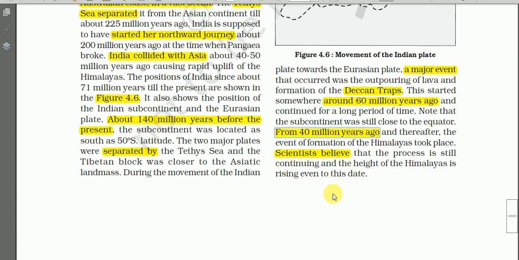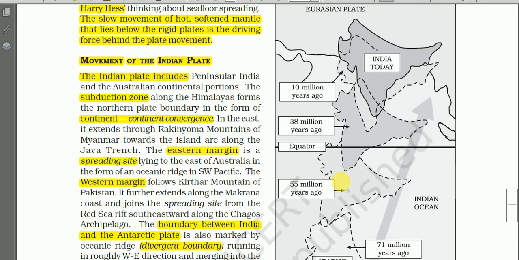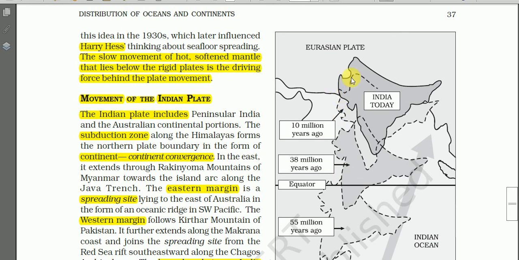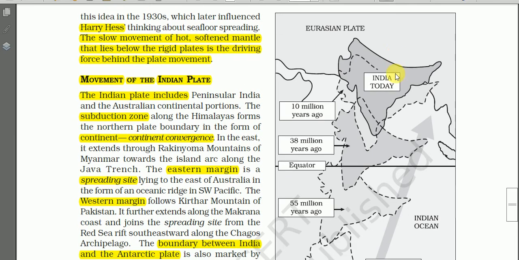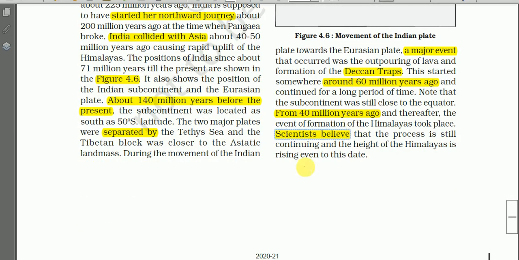From 40 million years ago and thereafter, the formation of the Himalayas took place, and scientists believe that the process is still continuing and the height of the Himalayas is rising even to this day. That means the Indian plate is still moving towards the Eurasian plate at the rate of 5 centimeters in a year, and that is why the Himalayan mountains have been rising, even to this date, because of this movement of the plates.